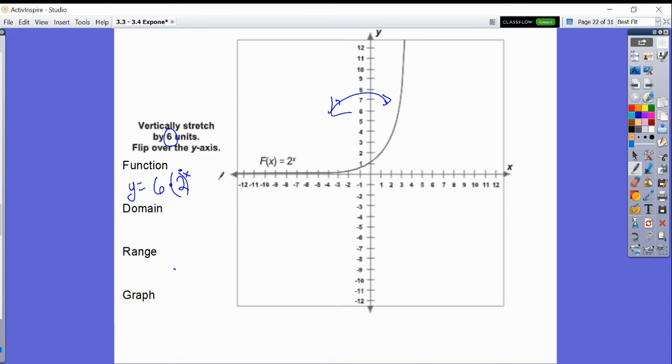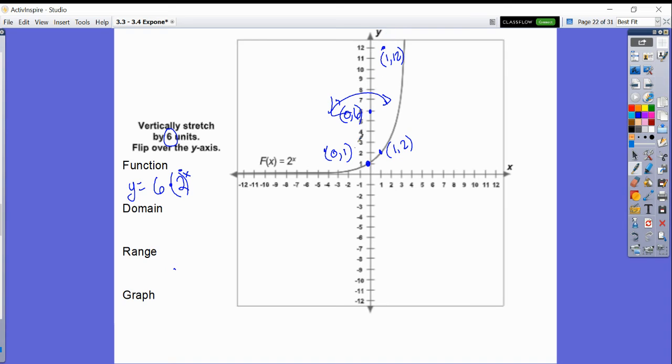So let's do it now. Vertically stretched by 6 means we're going to do 6 times further. So it's going to go through 6. And 2 is going to go through 12. Let me explain that. So 0, 1 was my original point. 0, 1, if I vertically stretch it by 6, I multiply the y-coordinate by 6, so I get 0, 6. This point right here is the point 1, 2. If I multiply the y-coordinate by 6, I get 12. 2 times 6 is 12.